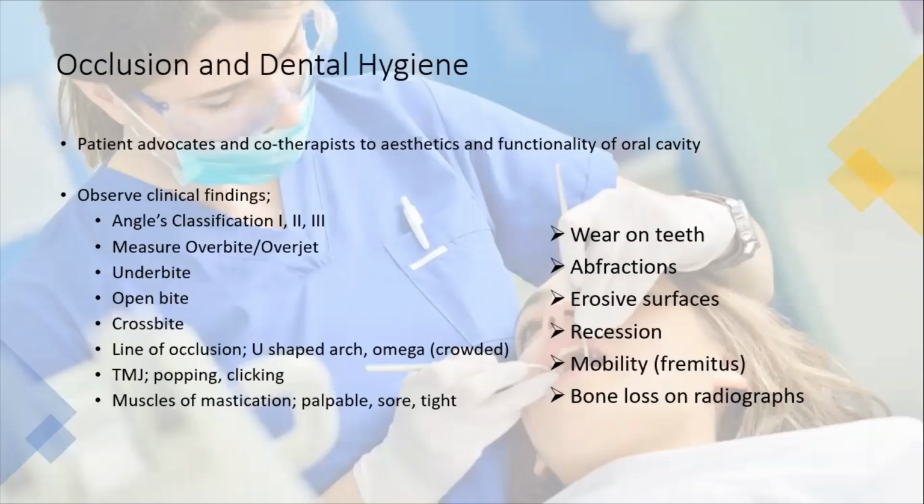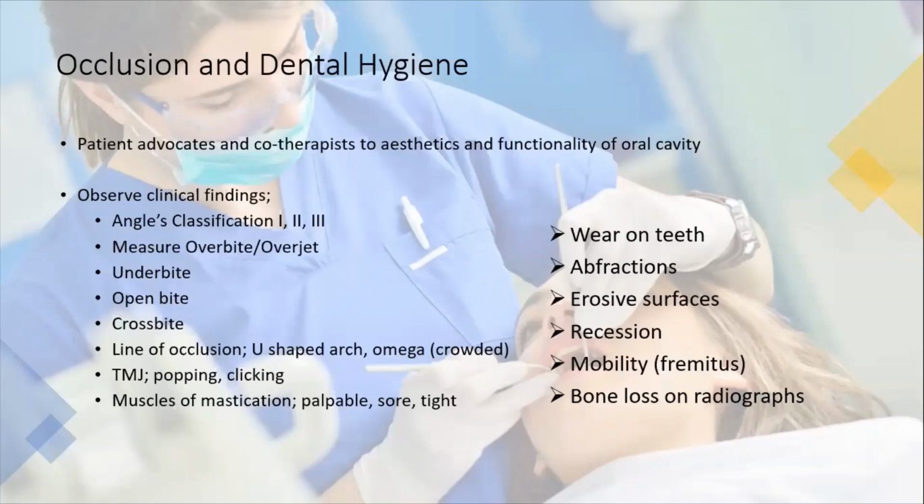So after we observe these clinical findings, the next thing you're going to want to take a look at is the overall condition of the teeth. Is there wear on the teeth? What does it look like? Are we seeing flat, jagged edges in the anterior region? Are we seeing flat cusps posteriorly?